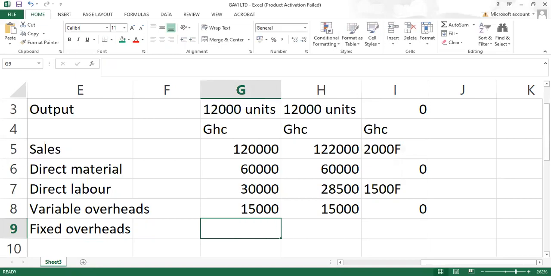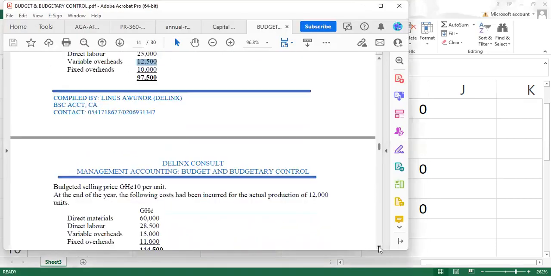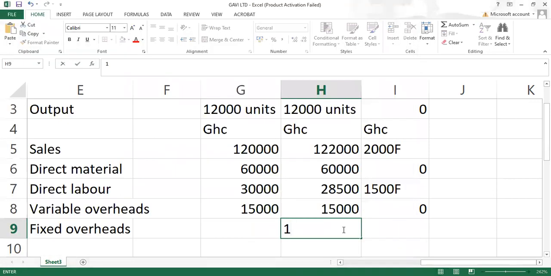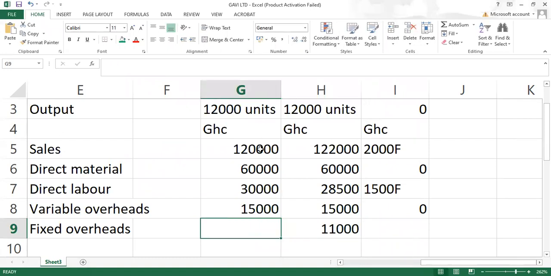The actual cost for fixed overhead is what? 11,000. For the actual, we don't do any calculation. We just compare the actual with how much it should have cost us, based on what we budgeted for. So the budget that we prepared first was a fixed budget. Now there are changes, so we have to amend it. That is the amendment we are doing for the flexible budget.